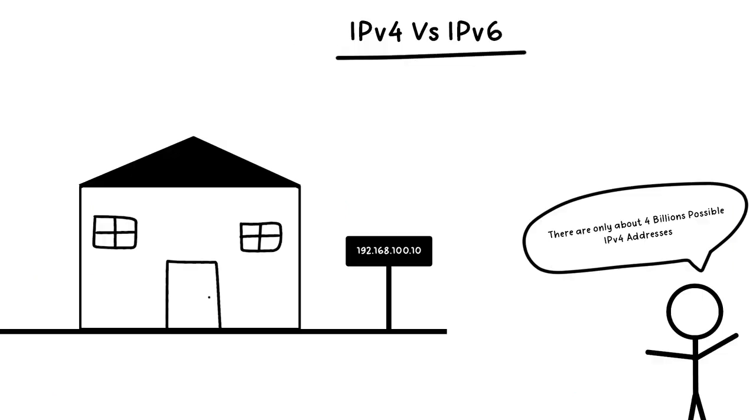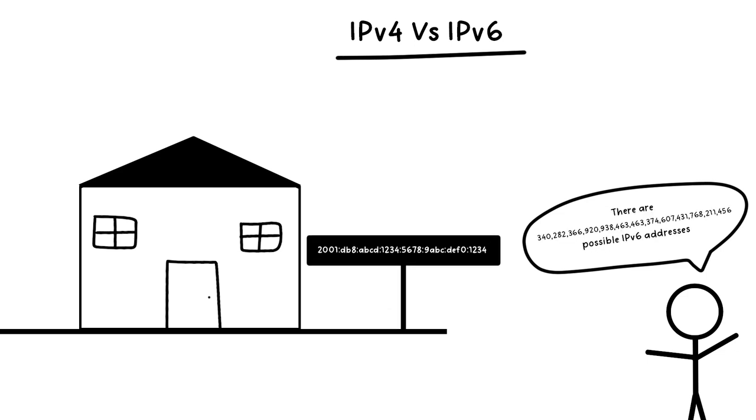Currently, addresses like the ones we saw are IPv4 addresses, but to increase the address space, a new version, IPv6, is currently in the process of being implemented. IPv6 addresses are made up of 8 groups of 4 hexadecimal digits, which can create way more possible addresses than IPv4.